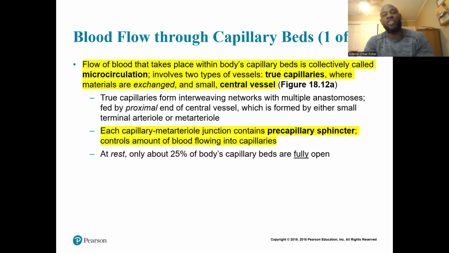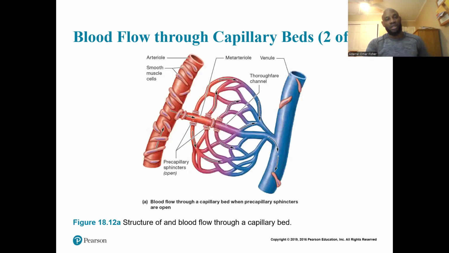So at rest, only about 25% of the body's capillary beds are fully open. Right? So your body can control what parts of the body are getting blood, nutrients, oxygen, right? It can control that. As the demand increases in certain parts of the body, your body can send more blood there, right? It's optimized.